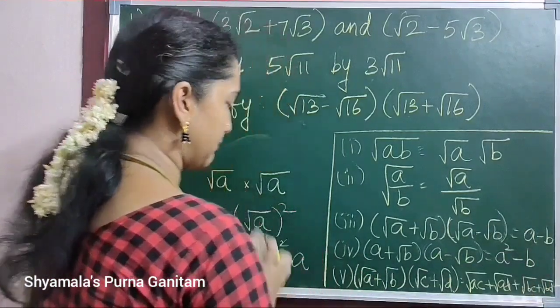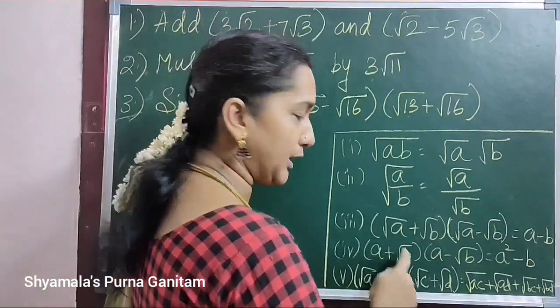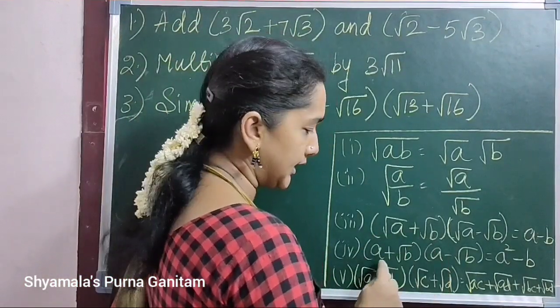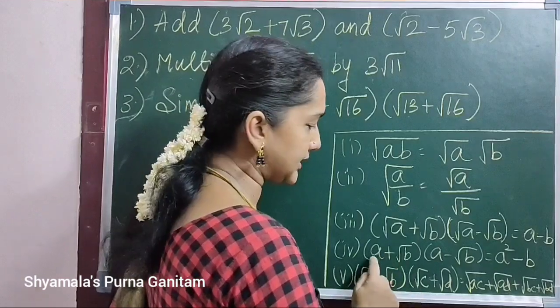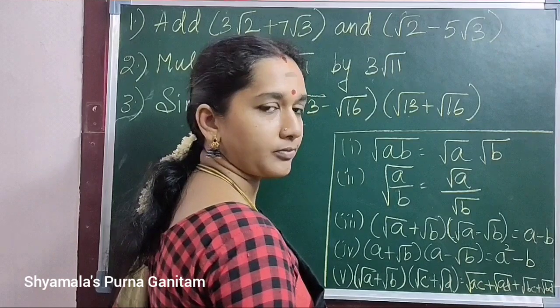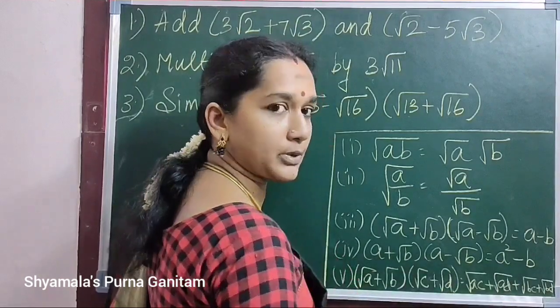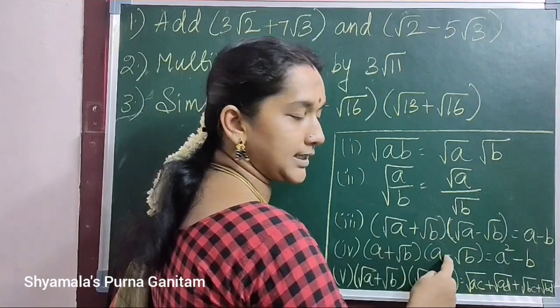So A minus B. Okay, then next one is A plus root B. Here both you have root values. Here only one root value is there. That is A plus root B into A minus root B. You don't have root for this A. So A into A is, you will get it as A squared. Then plus into minus.